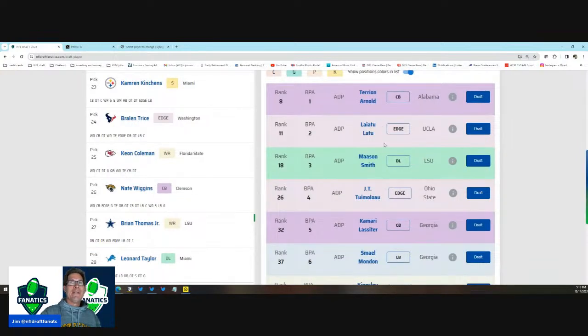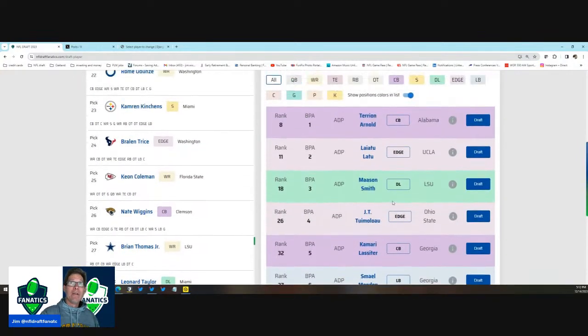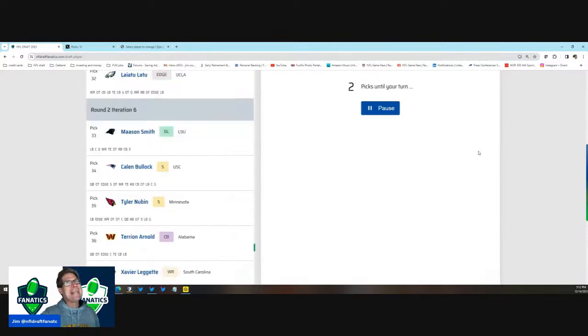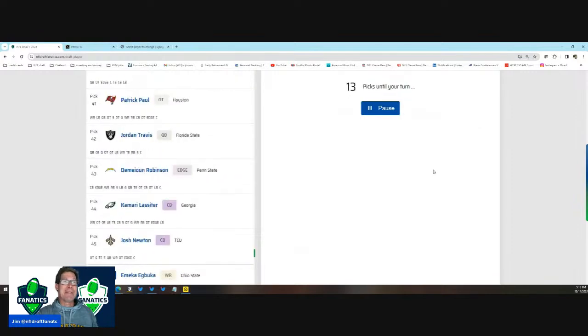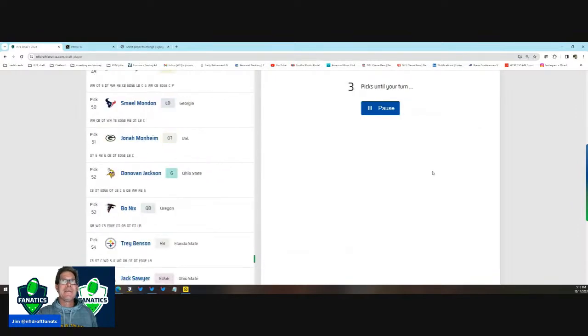Okay, so of these players, I really think they would only be looking at the top 4. I think they would take Arnold over Latu, but wow. I'm actually going to take Latu there, but I had to think about that one. Lassiter in round 2. He was at the top of the card. That's a good pick.